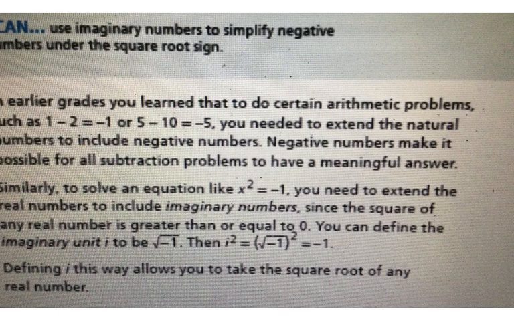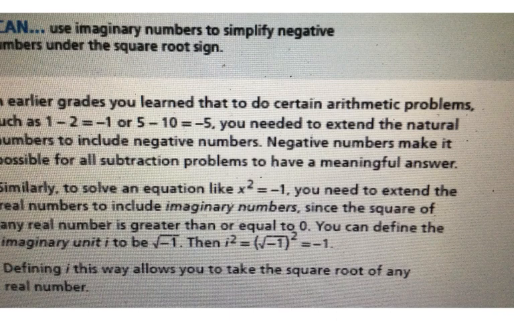In earlier grades, you learned to do certain arithmetic problems, such as 1 minus 2 equals negative 1. Or 5 minus 10 equals negative 5. So when you first learned about negative answers, you had to extend your knowledge of the natural numbers to include negative numbers. That's why in 7th grade you had to learn about integer addition, subtraction, multiplication, and division. Because before 7th grade, you would never get a negative answer. Because you thought negative numbers weren't even real. I mean, it didn't even make sense to you.